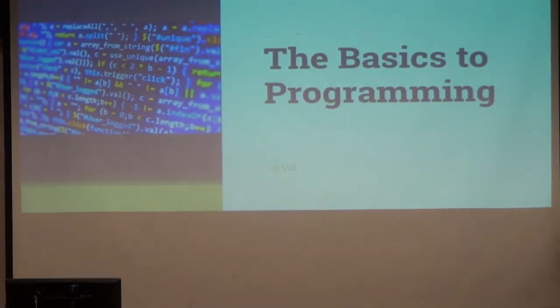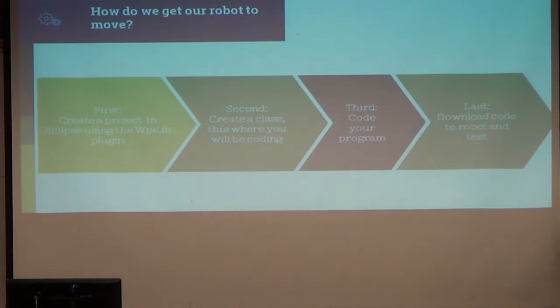I'm going to go over the basics of programming and how we code object-oriented. The first step is having Eclipse installed. Also, you should have the WPILib installed on your computer. Did everybody get the flash drive? Does everybody have Eclipse? Has everybody gone through and installed the WPILib component? Okay, so those are the main two things. Next we're going to create some classes, and that's where you'll be doing your coding. Then you're going to code your program in Java, download your code to the robot, and test it.